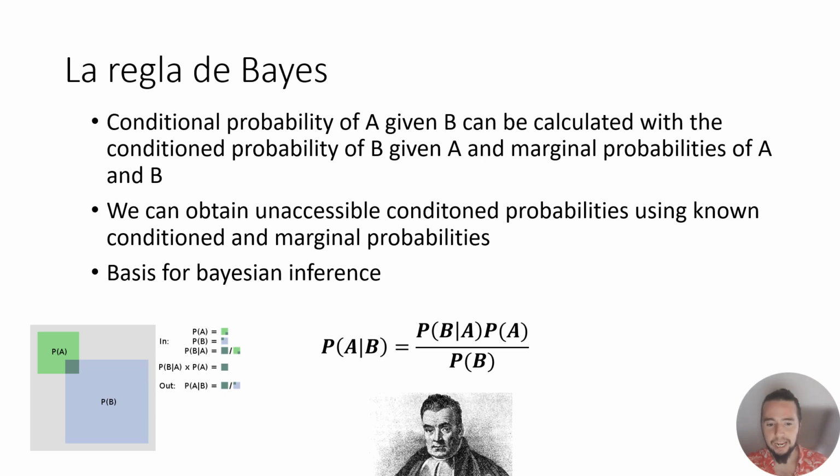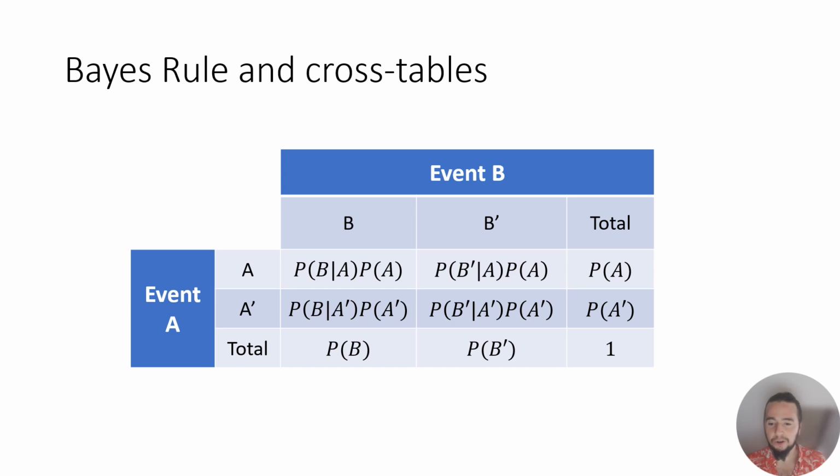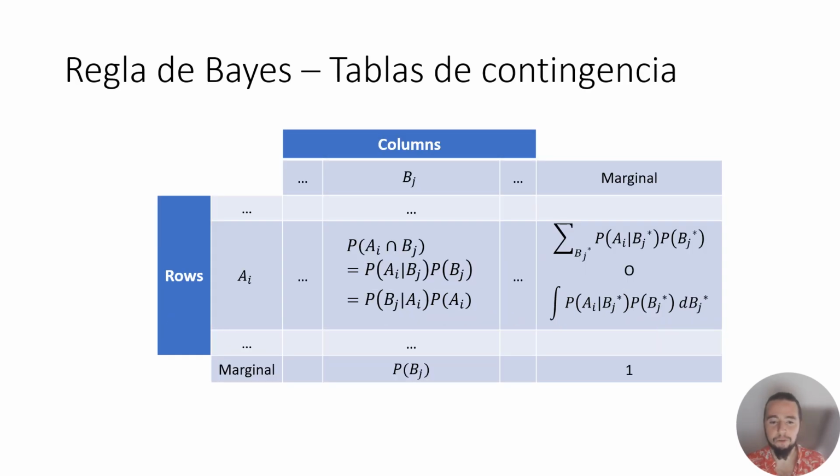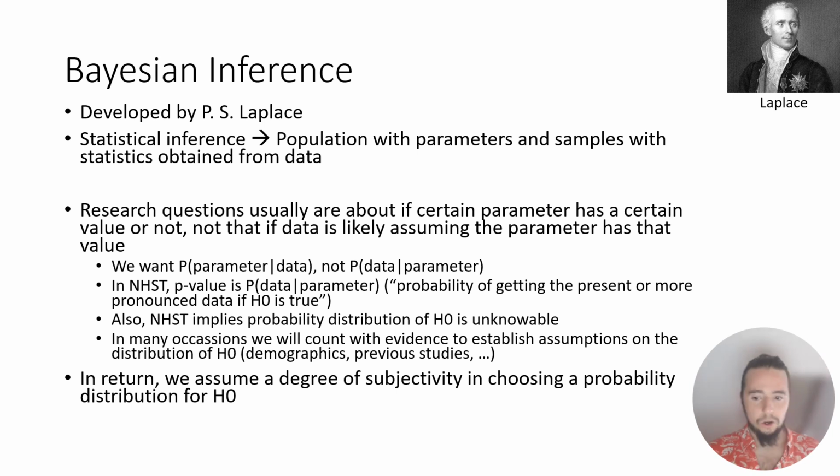Okay, so quick recap. This is the Bayes rule. The main magic and basic usefulness of this rule is that we can obtain inaccessible condition probabilities if we know the inverse condition probabilities and their marginals. Okay, and you can also understand it via a cross table or the generalized form of this cross table. Okay, so now we can dive into Bayesian inference.